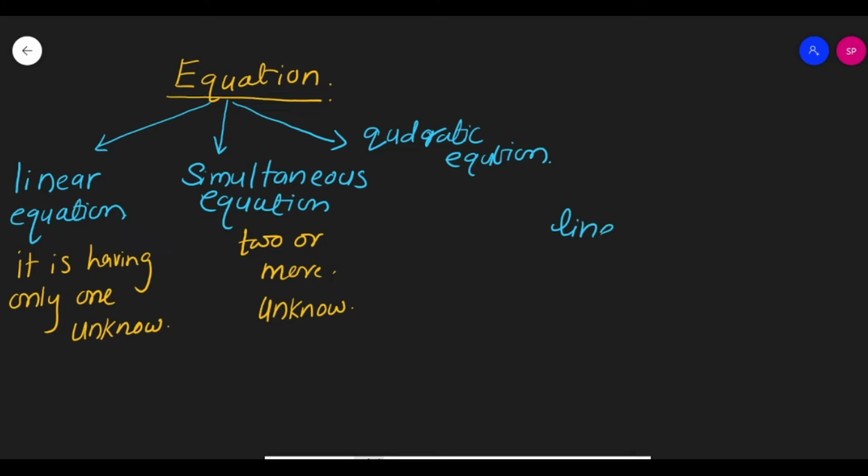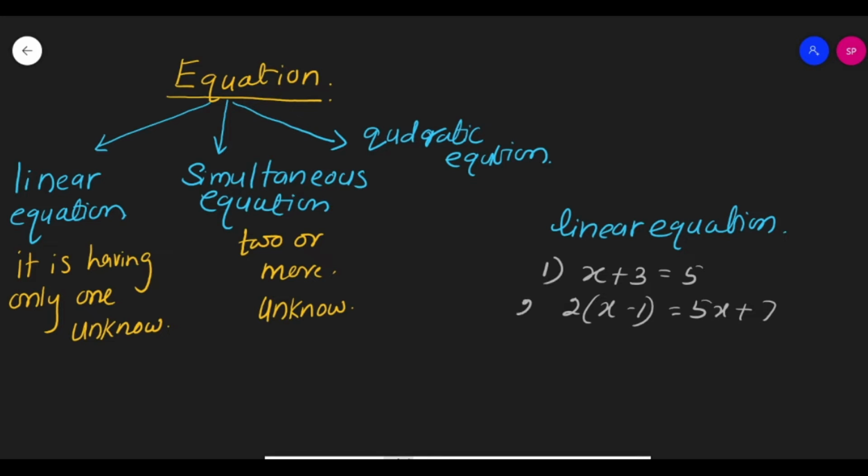Here, linear equation. So equations can be identified with the equals mark. Here x plus 3 equal 5. 2x minus 1 equal 5x plus 7. So these types of equation we are taking as what? Linear equation.